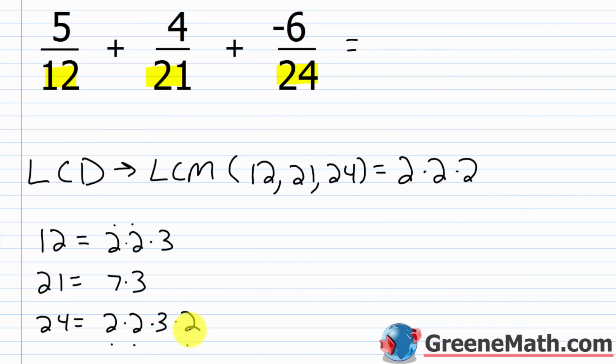Next we have the number 3. 3 occurs here, here, and here. Now the most times it occurs is just once.